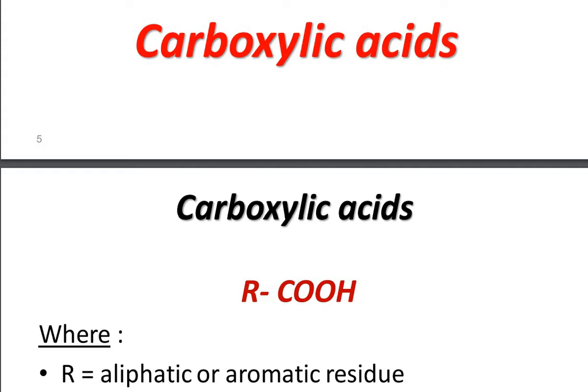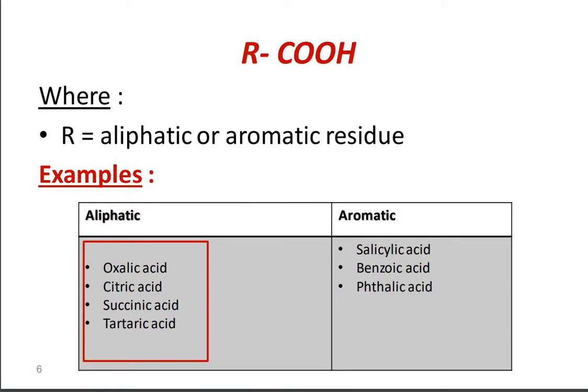Today in this video, I am going to talk about carboxylic acid. So what is carboxylic acid? You can see the carboxylic acid formula, RC double bond OH. So C double bond OH is actually the functional group of carboxylic acid and R here is an alkyl group. So this may be an aliphatic or aromatic residue.